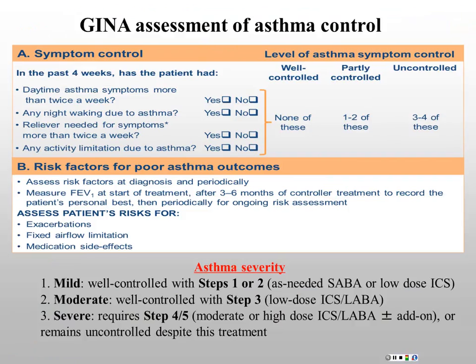Symptom control: you ask about the daytime symptoms, night symptoms, frequent use of inhalers, and activity limitation by symptoms. You can put the patient in one of these categories depending on how many questions they mark as yes. Then the asthma severity itself you can classify as mild, moderate, and severe. Mild usually is controlled by step 1 or 2, moderate by step 3, and severe requires step 4 or 5. Now we have bronchial thermoplasty, which can be used in advanced cases.